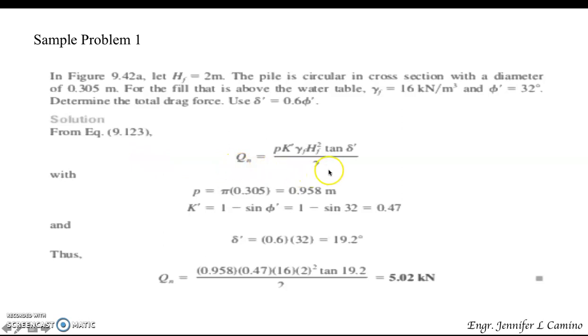So we make use of this equation. Our P is equal to this. This is the perimeter. We have K prime, which is equal to 0.47, and small delta prime, 0.6 of the angle of friction, equal to 19.2 degrees. Therefore, substituting these values that we have computed, our total drag force is equal to 5.02 kilonewton.